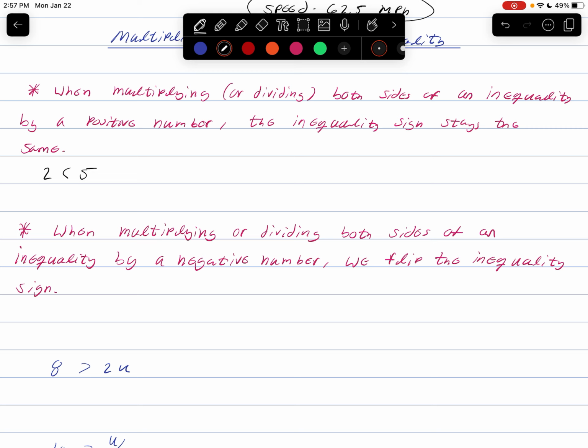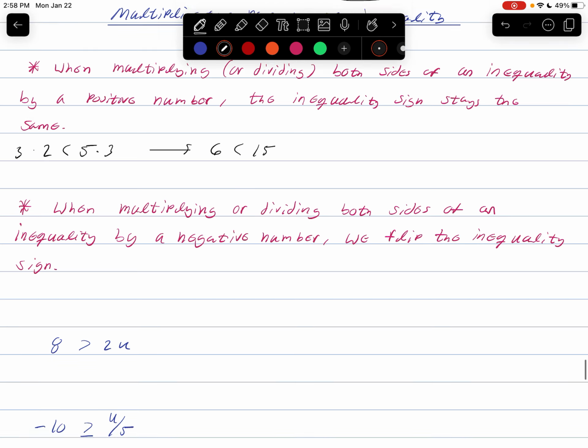If we multiply both sides of this by a positive number, let's say we multiply the left-hand side by 3, and obviously, to keep this the same, we multiply the right-hand side by 3. That gives us 6 is less than 15, which is also true. So if we multiply both sides by a positive number, we don't have to do anything to the inequality sign. That is always going to be the case.